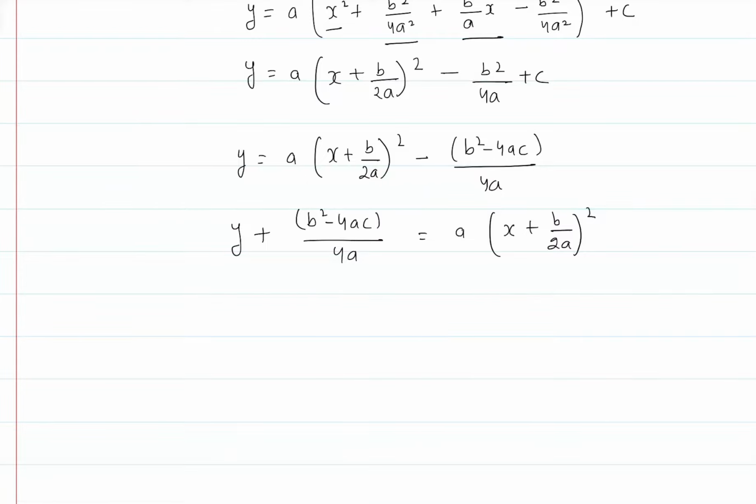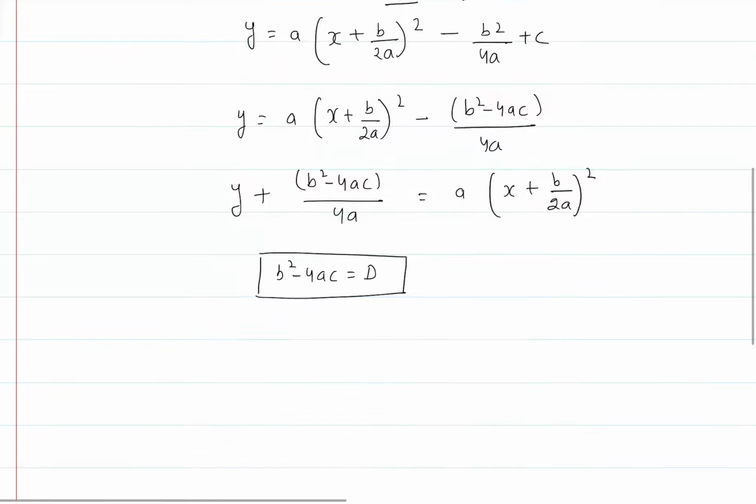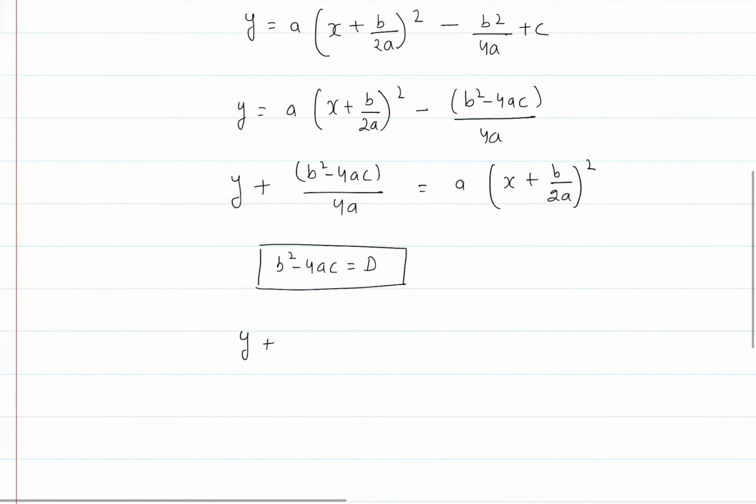Now if we write b square minus 4ac is equal to d, that we have studied in 10th class, that the discriminant of a quadratic equation is b square minus 4ac and it is represented by d. So this can be written as y plus d divided by 4a is equal to a multiplied by x plus b divided by 2a whole square.